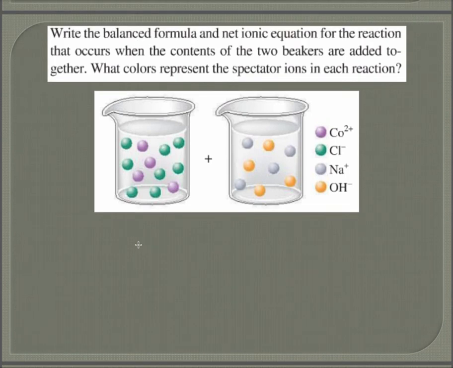Another one here. It says write a balanced formula and net ionic equation. I call those molecular equation and net ionic equation for this one. Solubility rules. What's going to react with what? So in the left-hand beaker I have cobalt chloride. In the right-hand beaker I have sodium hydroxide. This dissolves in water really well. This dissolves in water really well. Nothing happening until you pour the two together.